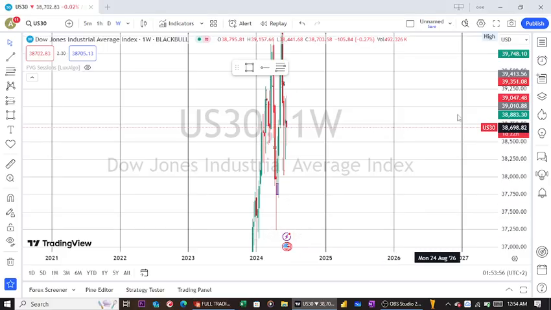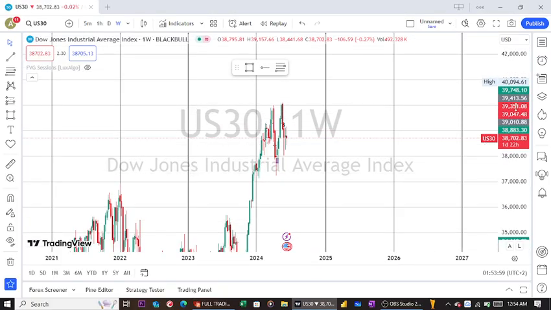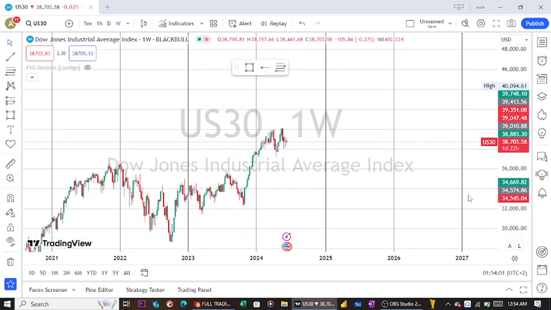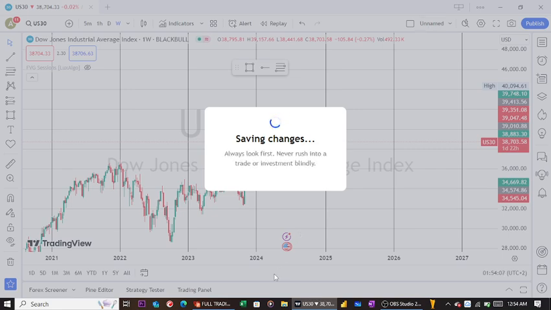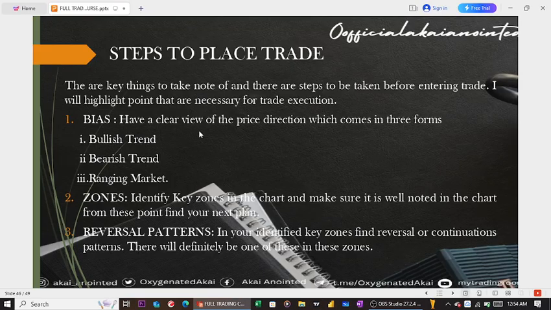I'm not doing any practical. You want to have a clear view of the price direction, so you go to your weekly. You have to refer back to model 4 or 5 where I talked about time frames. You understand? That is very important.